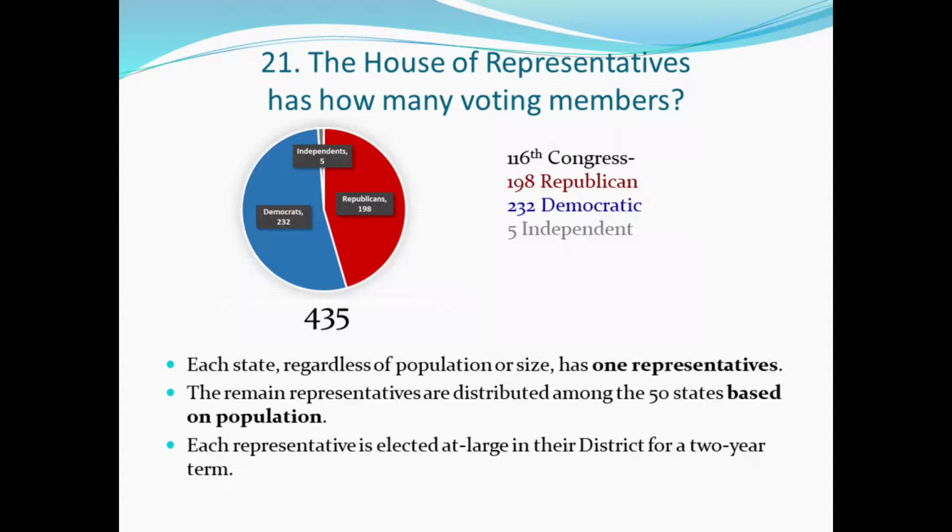Every state is entitled to at least one representative. There are several states that have low populations and they only have one representative. Currently, the state with the highest number of representatives is California. They have 53 representatives. But for this question, it's very important that you just study that 435 number. There's no tricks, there's no way of solving that. You just have to know the number.